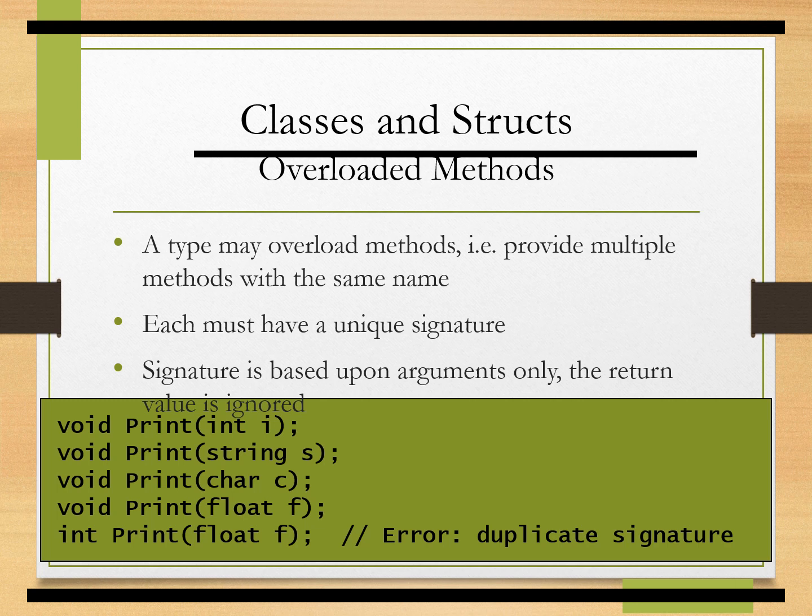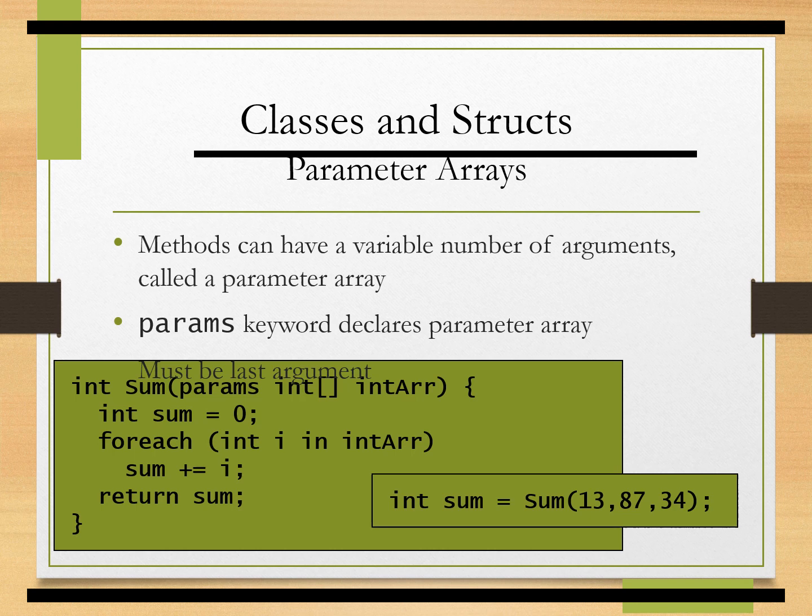With overloaded methods, each method needs a unique signature, and the return type is ignored. Duplicate signatures cause an error. Parameter arrays use the params keyword in the declaration, and it must be the last argument. int sum equal to 0. For each int in the array, sum plus equal to i. So return sum. Say the values are 13, 87, 34. The sum is returned.